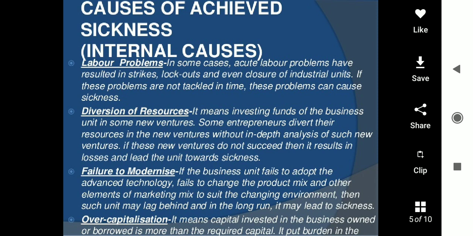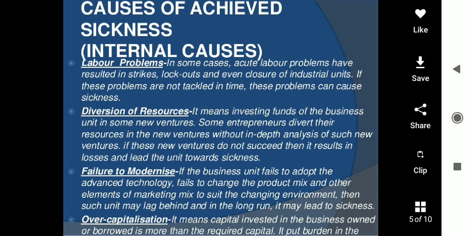If the business unit fails to adopt advanced technology, fails to change the product mix and other elements of the marketing mix to suit the changing environment, then such a unit may lag behind and in the long run it may lead to sickness. As you know, the marketing mix includes 4 P's: product, price, place, promotion. Dear students, you studied this in your business studies in +1 and +2. So if any particular P is removed, then the whole industry will get sickness. So this is the main reason behind an industry becoming sick.